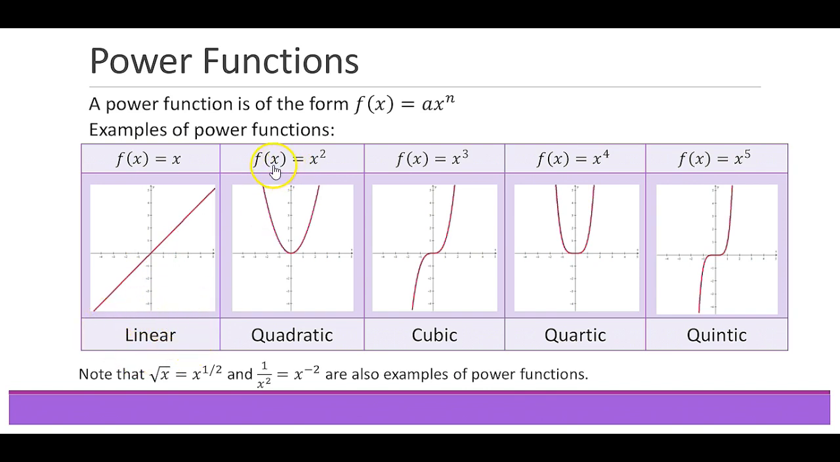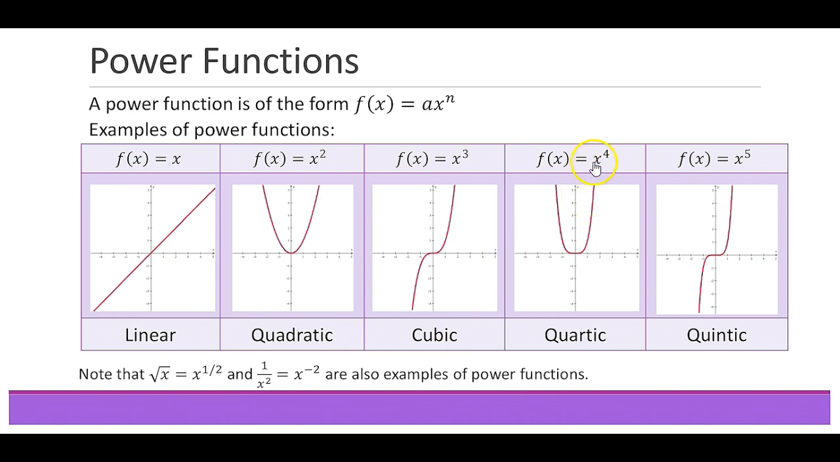We can also look at the power function f of x equals x squared, which we know is a parabola when we graph it, and we call this type of function a quadratic function. Moving on, we can think about the power function f of x equals x to the third. So f of x equals x to the third was one of our basic functions. We know that it is continuous and it lives in quadrants 1 and 3 and passes through the origin. And we call this power function a cubic function.